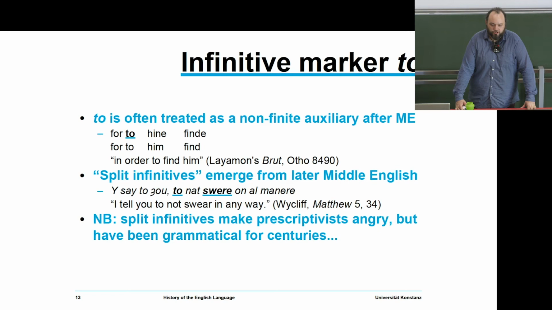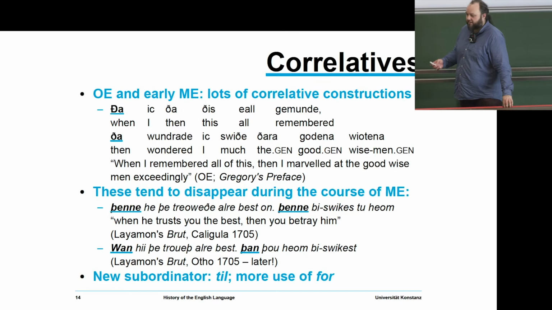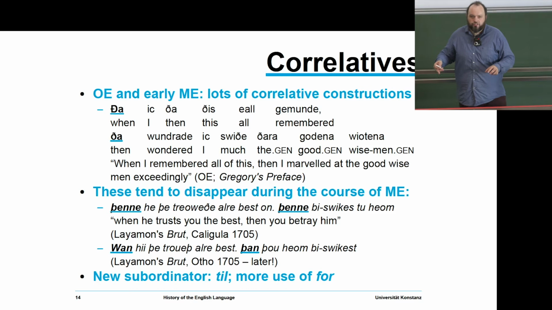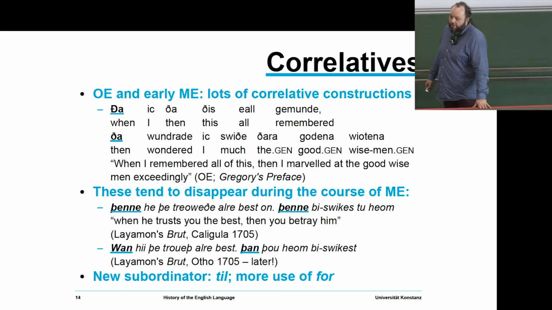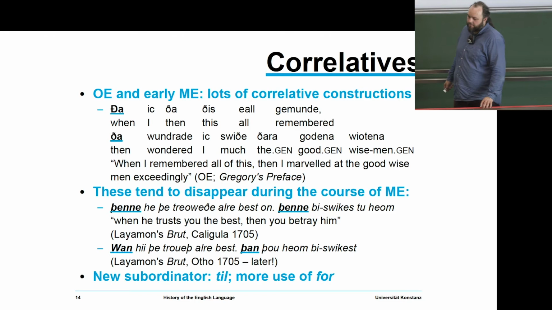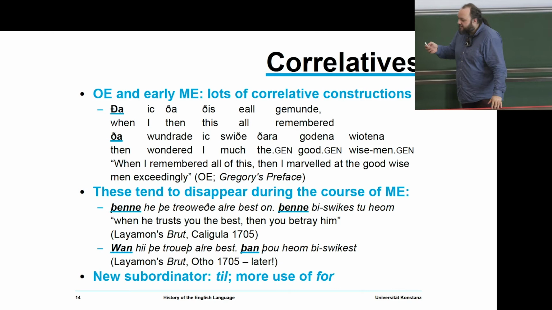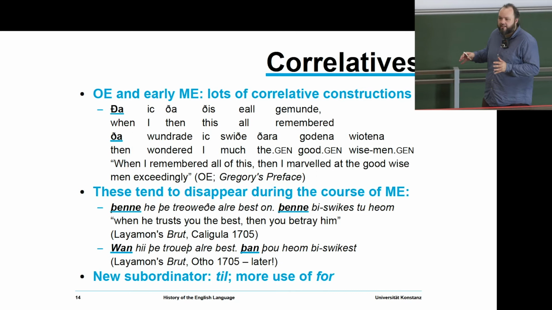If you remember Old and Middle English, Old English in particular, you remember that you get these constructions which are called correlative constructions, where we've got tha, da da da da da, tha, da da da da da. You've got these constructions where two consecutive clauses are introduced by a tha. Now, these clauses tend to disappear during the course of the Middle English period. And again, you can look at two different versions of the same text, Layamon's Brut, and you can see that the earlier version has thenne, so the two of the same, and the later version has wan and than, when and then.